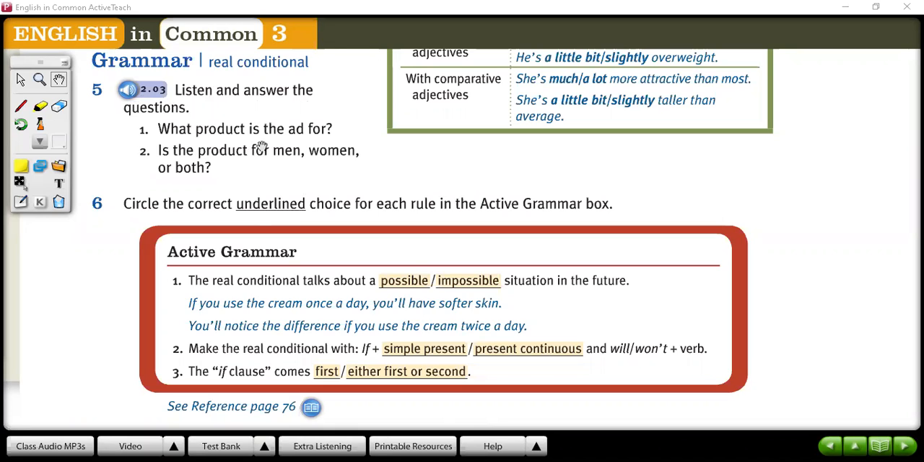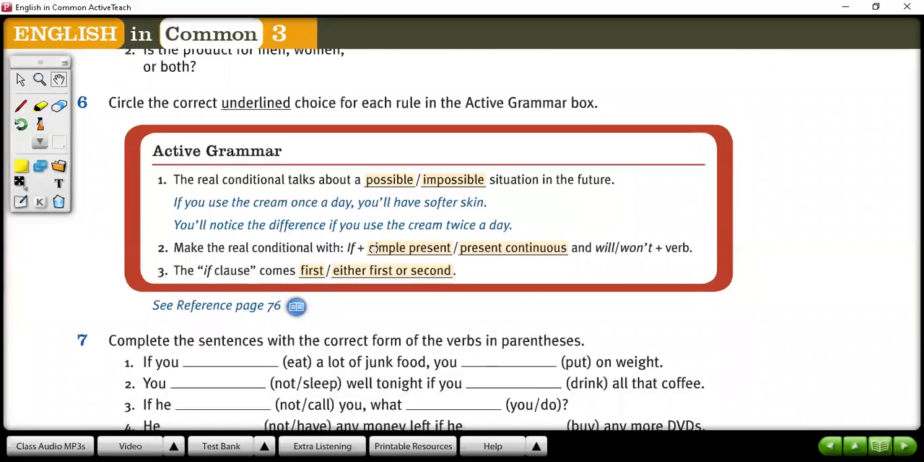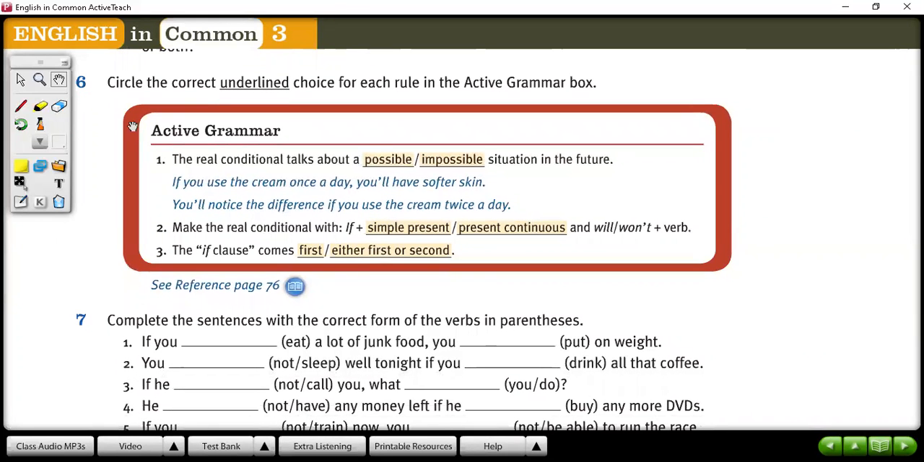What product is the ad for, and is the product for men or women or both? It's asking you. You have to listen and do that. After doing that, you're going to work on this part, that is practice 6.